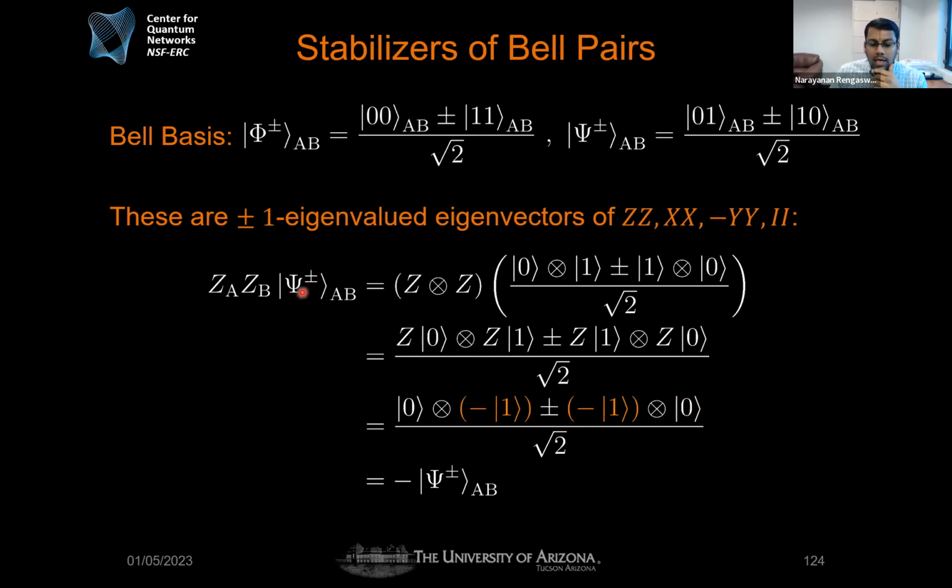Similarly, if you take the psi plus and minus states, you do the same kind of math, and you end up with an extra minus sign out, which means these two states are -1 eigenvalue eigenvectors of the matrix Z Kronecker Z. And similarly, you can do the same kind of exercise using X Kronecker X or minus Y Kronecker Y, and you will see that these are eigenvectors.